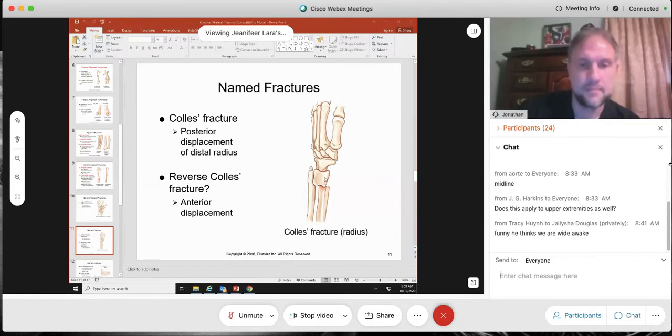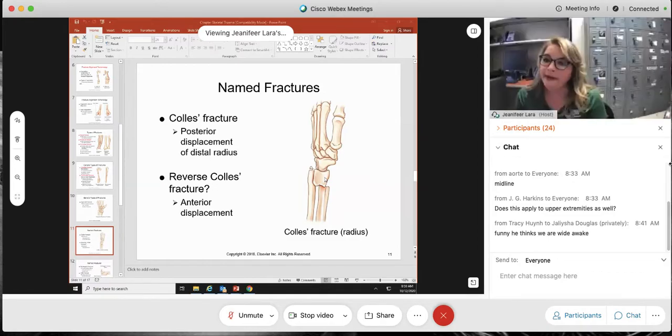Good. Can we have a Colles anywhere else other than the radius? It is in the description. The Colles fracture is only viewing the distal radius displacement posteriorly. What's the difference between a Colles and a reverse? It is the direction of displacement of the distal radius. So if the distal radius is displaced posteriorly, Colles. If the distal radius is displaced anteriorly, reverse Colles.